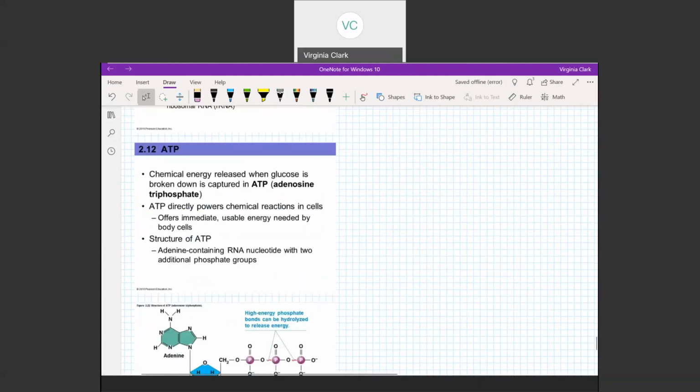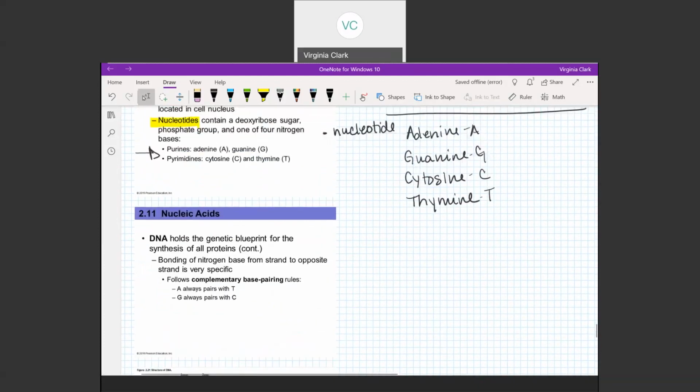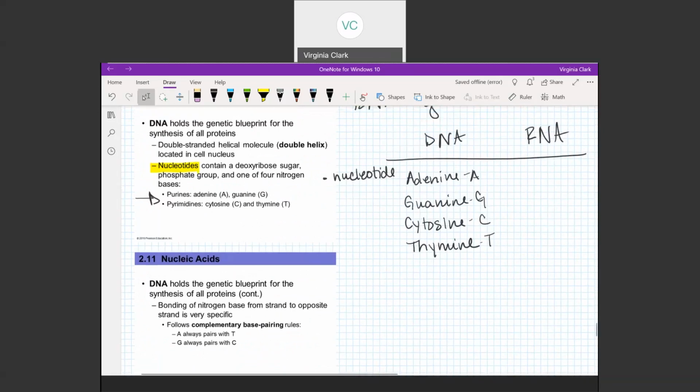It's actually not listed on here. That's very interesting. Okay, so RNA will actually have different nucleotides. It will also have adenine, which is A. It will also have cytosine, which is C. It will also have guanine, which is G. But it will not have thymine. It will have something called uracil. So this is the difference: RNA will have uracil as a nucleotide, where DNA will have thymine as a nucleotide. But they both come with their pairs.